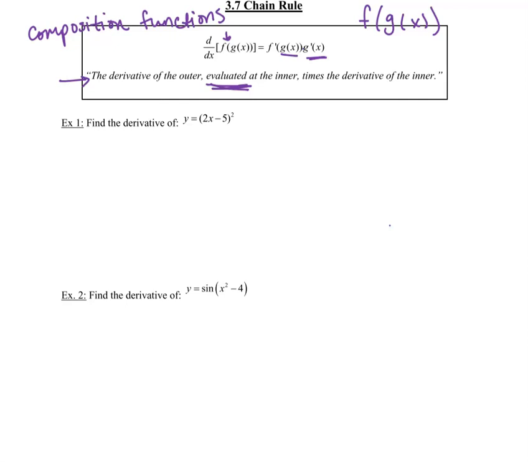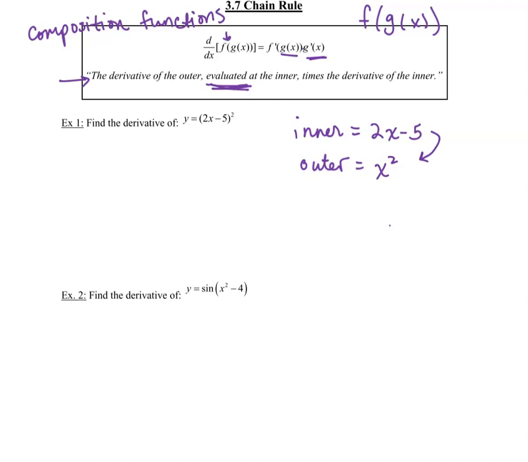First thing you need to do is establish what's the inner and what's the outer. And I'm going to write those in words rather than using the notation f and g, because I want them to be more generic, since it may not always be f and g. So in this example, what function is on the inside of another function? Looks to me like 2x minus 5 is on the inside, and it's on the inside of the function x squared. Make sure you see that. If you were to compose 2x minus 5 into x squared, that would give you the function they're giving us here.